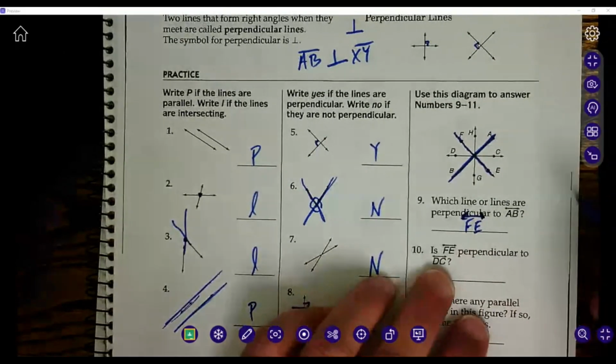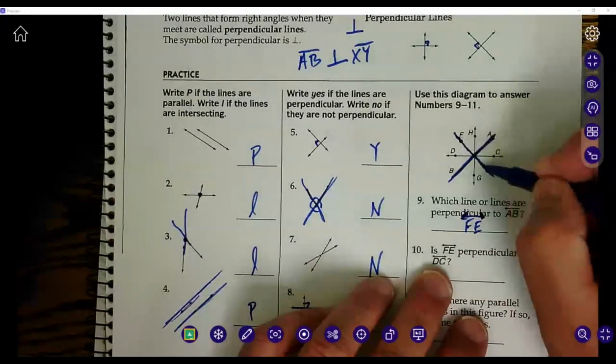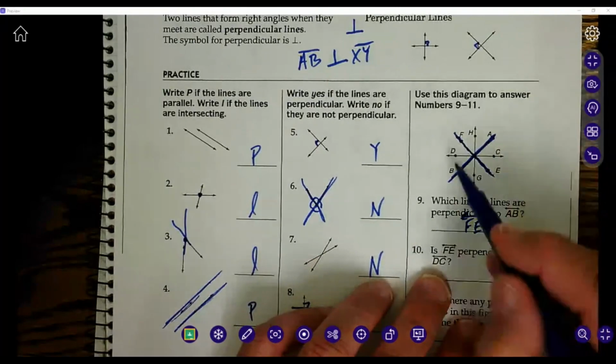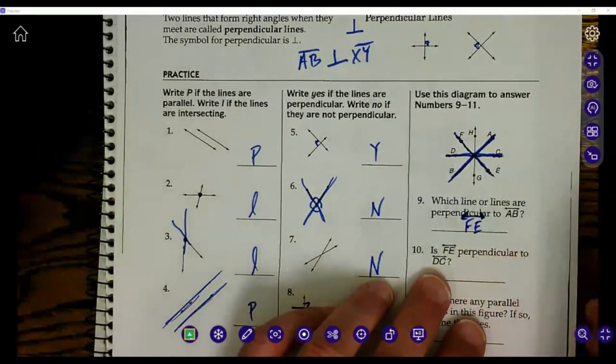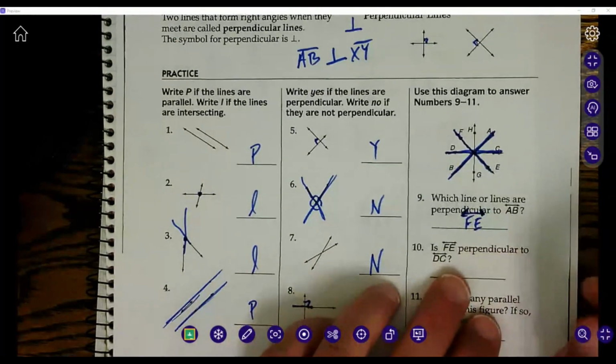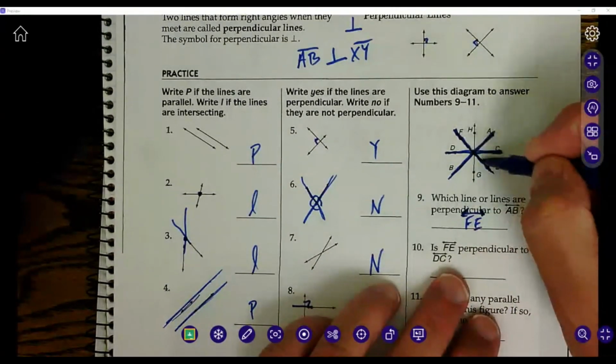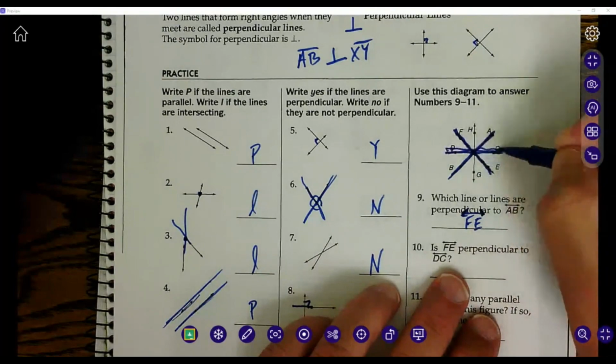For number 10, they want to know, is FE perpendicular to DC? What do you think? Is FE perpendicular to DC?